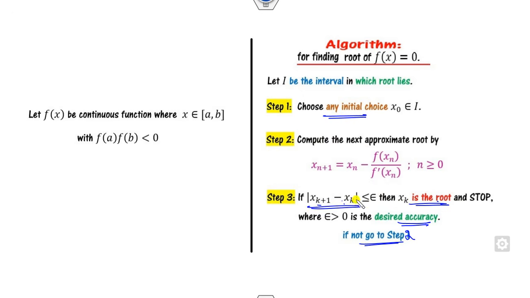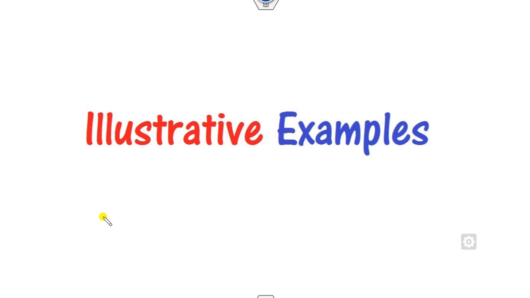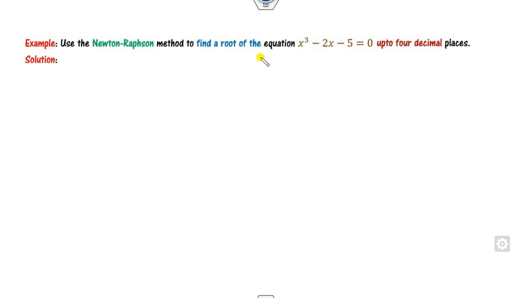Remember, this is called the absolute error. You may change it to the relative error as per your choice. So let's start with this one. We will describe the 10 examples in this lecture so that you can understand the concept very easily.